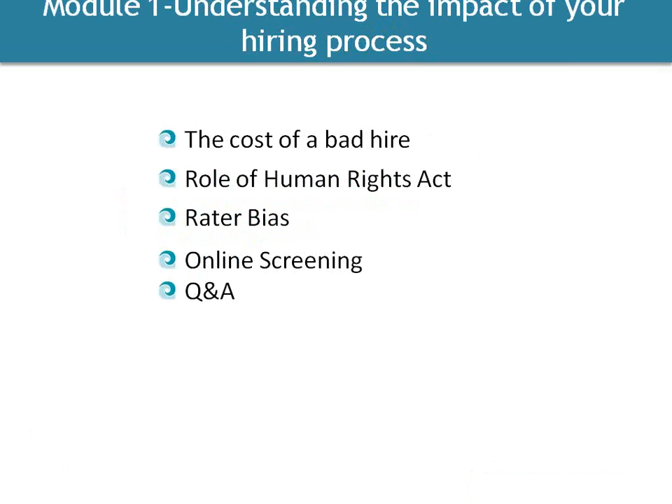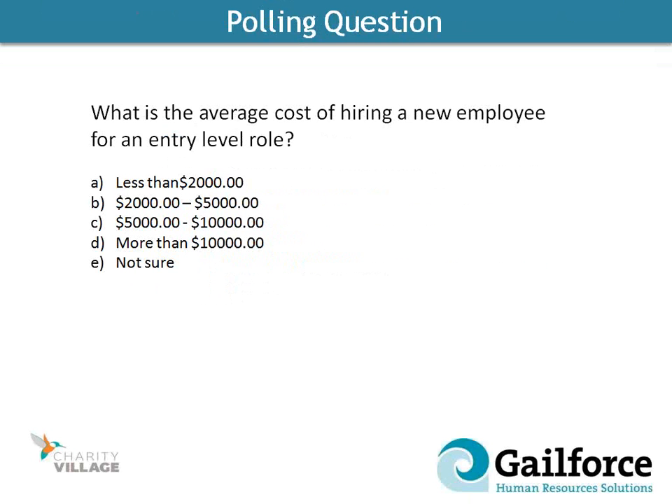Now, as I said earlier, Mod 1 covers understanding the impact of your hiring process. In this section, we're going to cover not just the cost of the hiring process, but also the cost of a bad hire, the role of the Human Rights Act in the hiring process, a few of the rater biases, and how they can unknowingly influence your hiring decision, and then also what you need to know about online screening of applicants.